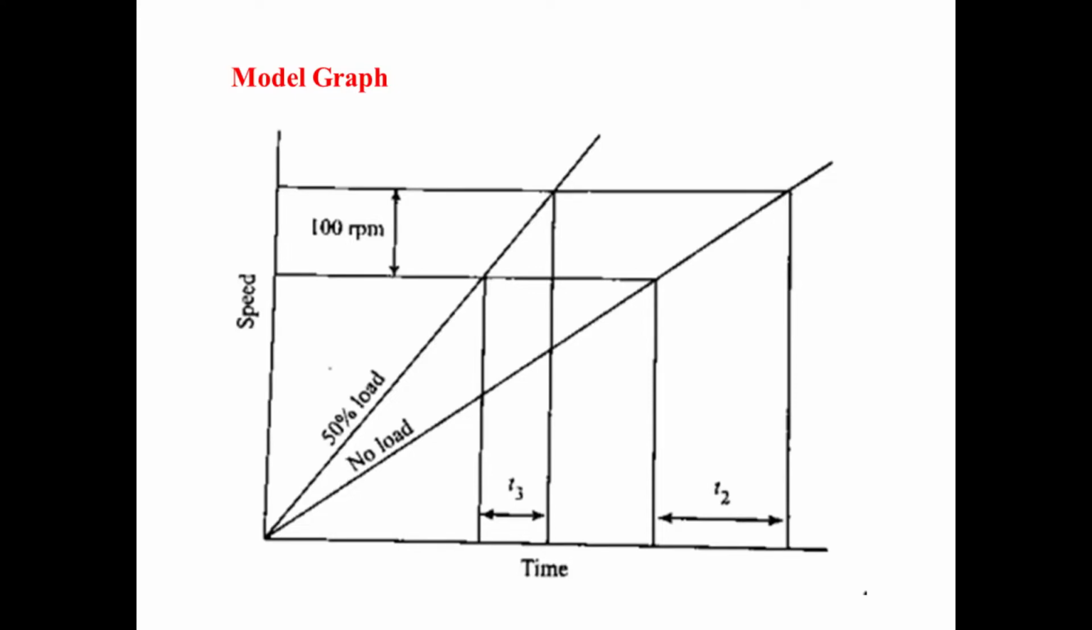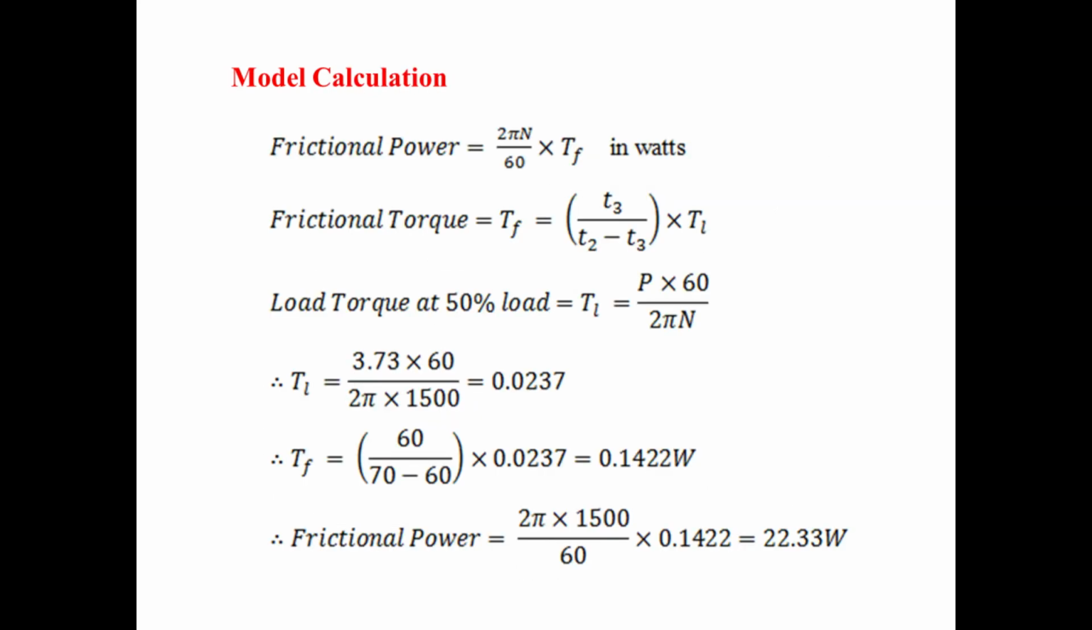Here T2 is equal to the time of fall of 100 rpm at no load condition and T3 is equal to the time of fall of 100 rpm at 50% load condition. By following these model calculations, you can calculate the frictional power.